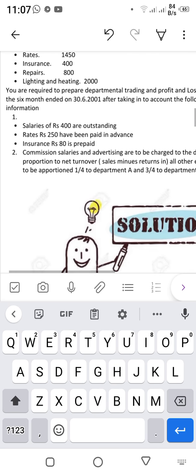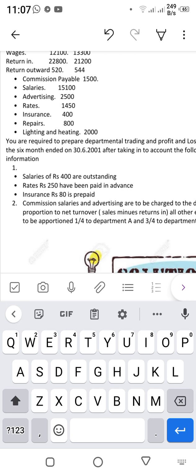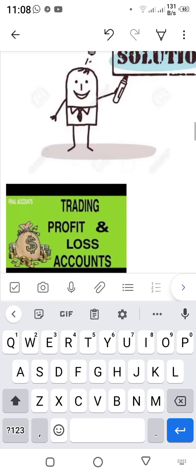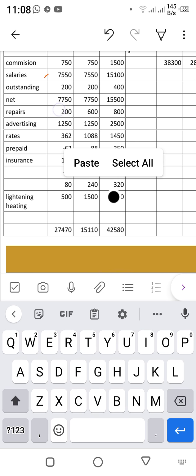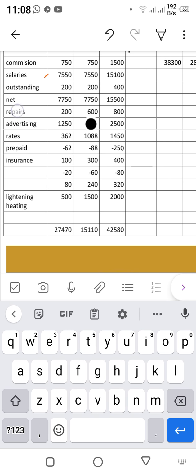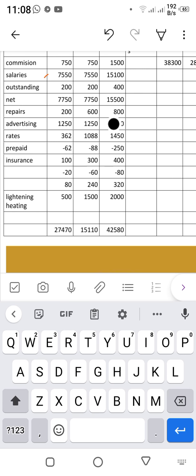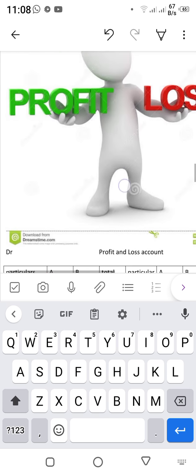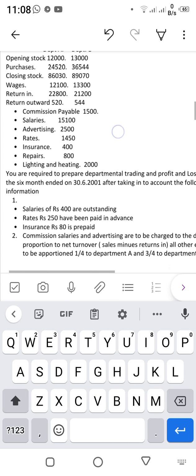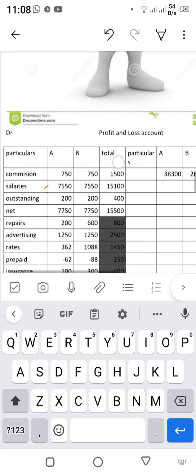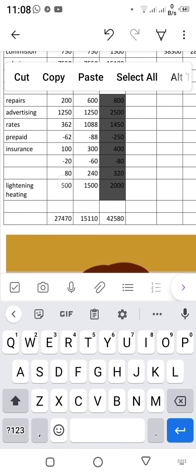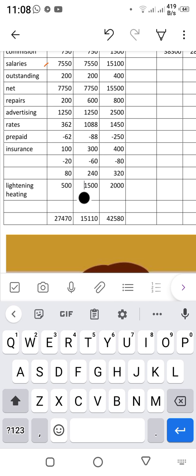What is the next expense? Repair, 800. It will be distributed in a proportion of 1/4 and 3/4. You can see repair. Next one is lighting and heating, and it will be distributed in a proportion of 3/4 and 1/4, 2000. This was the whole profit and loss account.